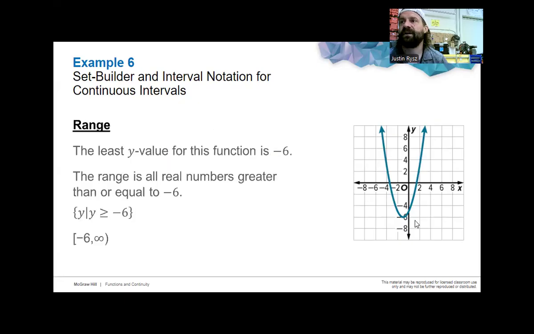Now the range here, we'd have to look. The lowest that the range goes is down to -6. So it's from -6 and up. The way that we would write the range in set builder notation is y such that y is greater than or equal to -6. So it goes all the way down to -6, touches it, and goes back up. The way that we would write that in interval notation is we'd use a bracket -6 to infinity. So we do touch the point -6, so we are going to put that in a hard bracket, and we're going to go all the way up to infinity.